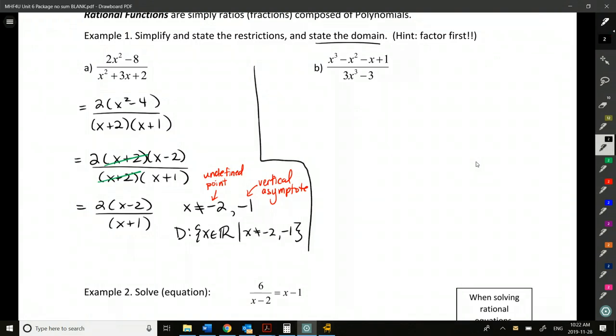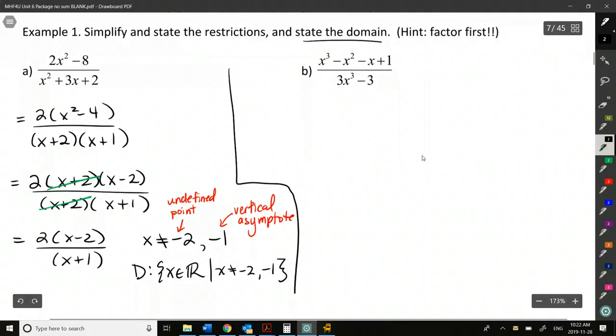Now we're going to pull in a little bit of our previous knowledge here as well, because I have a cubic that I need to factor here. So I have a couple options for factoring a cubic. What should I always check first for a cubic? Remember our quick factoring methods from Unit 2.